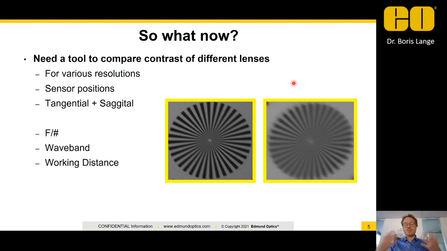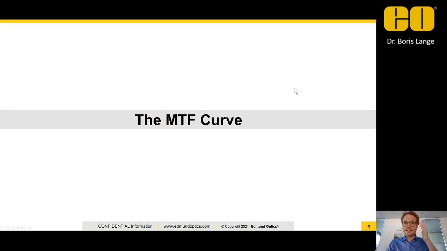Yeah, and as I said, it would be good if we had a tool that would give us at one glance the entire picture and tell us how good or bad a lens is for whatever application we have in mind, including the application parameters such as f-number, waveband, or working distance. And the answer is yes, that tool actually already exists, and it's called the MTF curve.